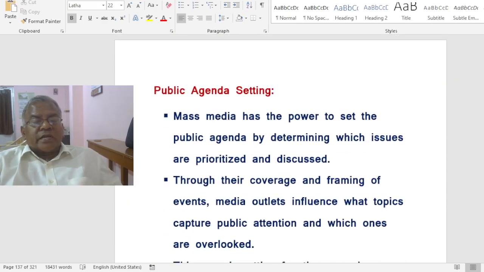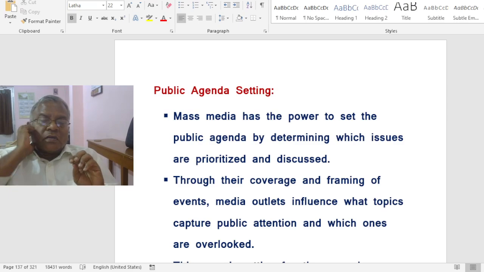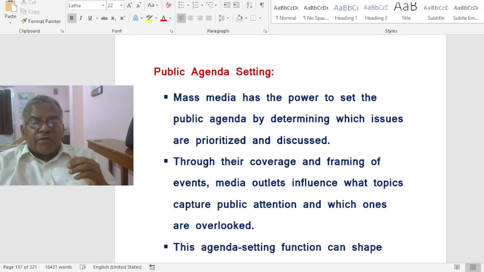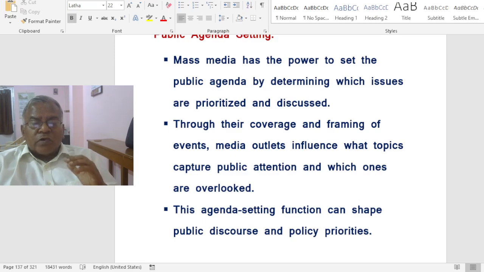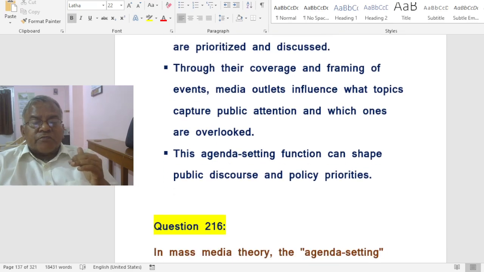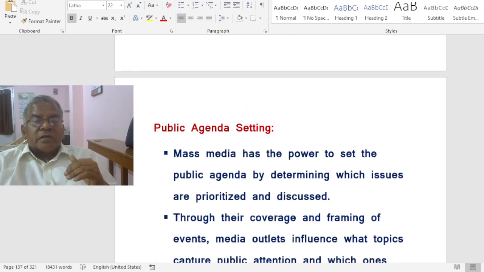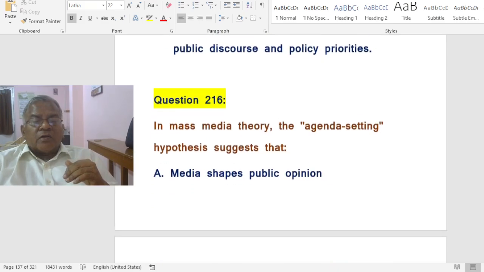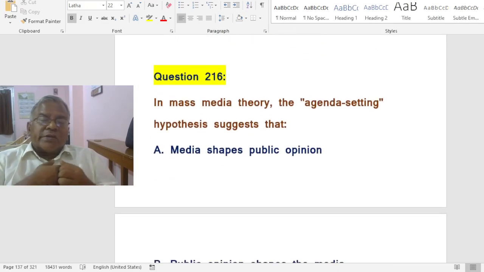Public agenda setting. Mass media has the power to set the public agenda by determining which issues are prioritized and discussed. Through their coverage and framing of events, media outlets influence what topics capture public attention and which ones are overlooked. This agenda setting function can shape public discourse and policy priorities. Now, some of the questions we can discuss here.